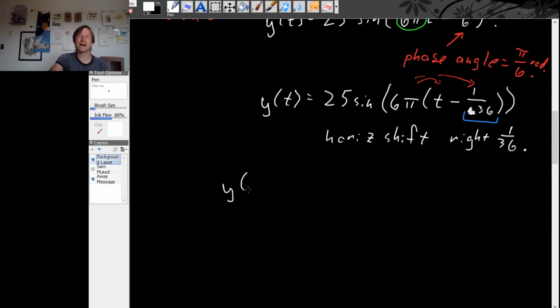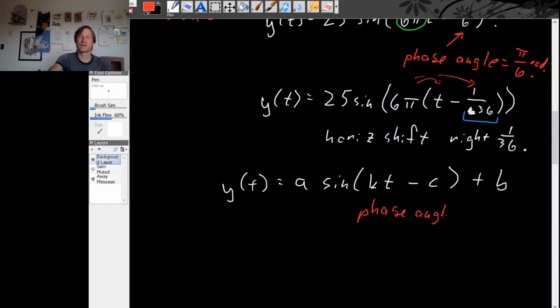In general, if you have a sinusoidal function that looks like, say, an amplitude times sine of kt minus c plus some mean value b, the phase angle here is just c. And then if you play this algebraic trick to find the horizontal shift by factoring out the angular speed k, you get sine of k times t minus c over k.